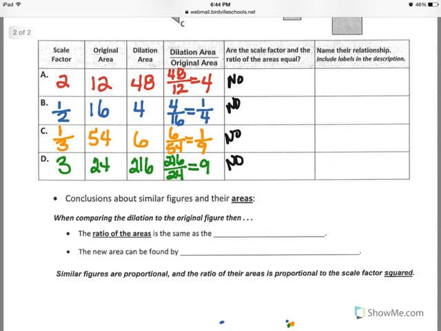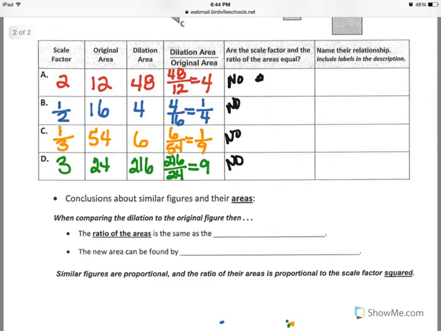If you notice, when you look at the scale factor for A, well, it's 2. And when you look at the ratio for the area, you see that it is 4. Well, 2 times 2 gets you 4. If you look at B, we have 1/2. And for the area, we have it as 1/4. Well, 1/2 times 1/2 is equal to 1/4. So let me do some notes here.